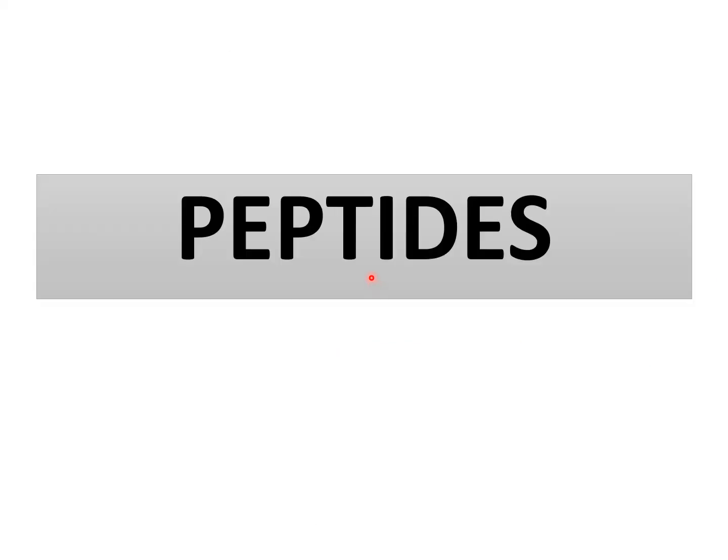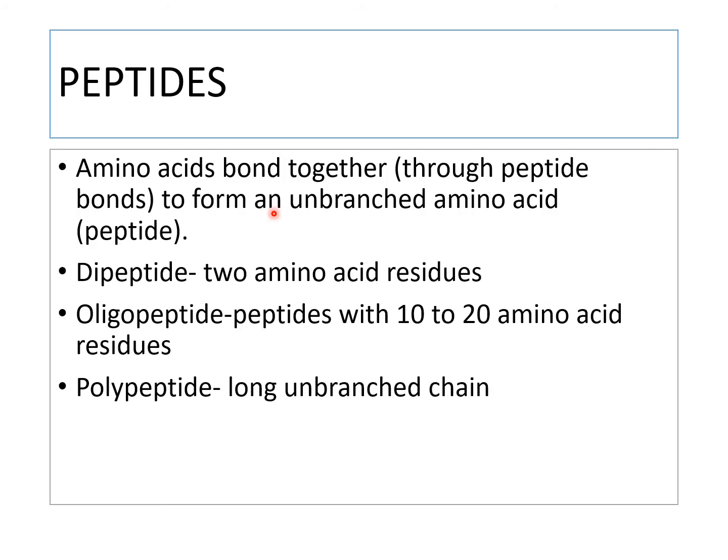All right, now let's have the peptide. So amino acids bond together to form an unbranched peptide. Right? So again, as I've mentioned, a peptide is two or more amino acids that are bound together or that are linked together through the peptide bonds or through amide bonds.